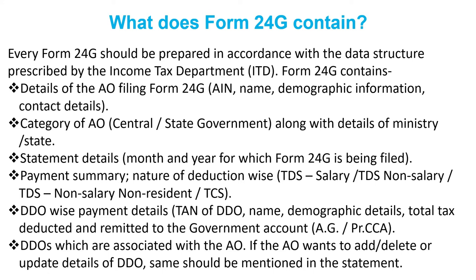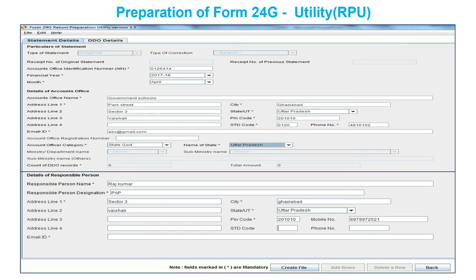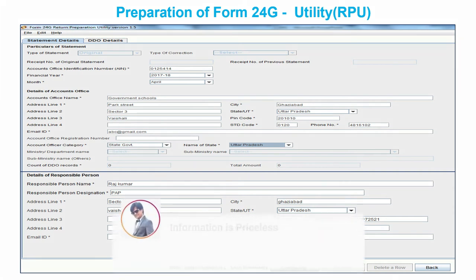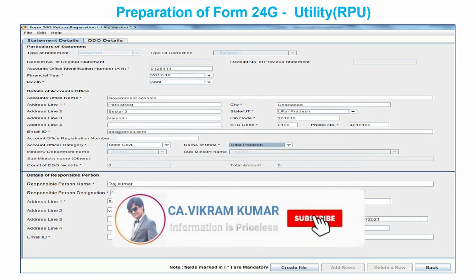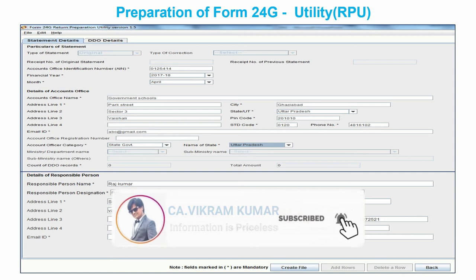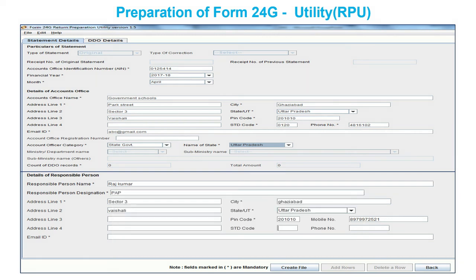How to prepare Form 24G using this utility, that is the TIN NSDL RPU utility. This is Java based utility software. You have to download it from tin-nsdl.com. Once you download, you have to extract the file, open that file, open the 24G RPU utility file. This screen will appear. In this screen, two statements have to be prepared, that is statement details and DDO details.